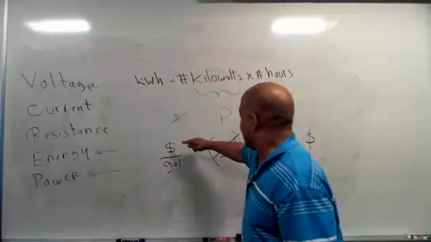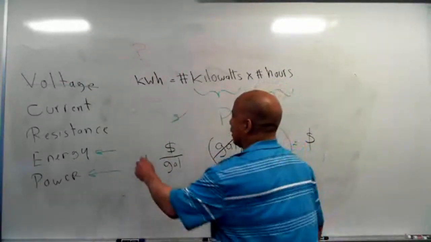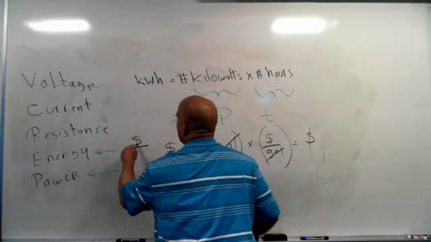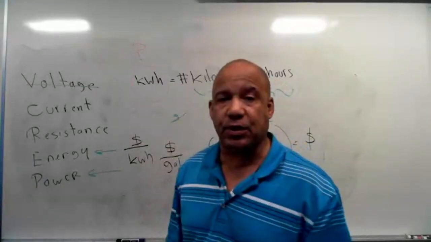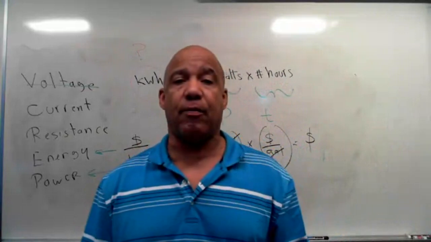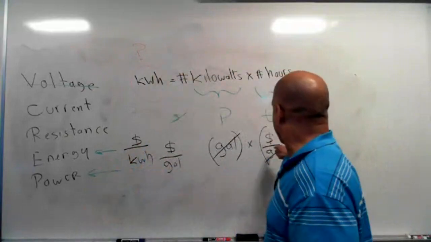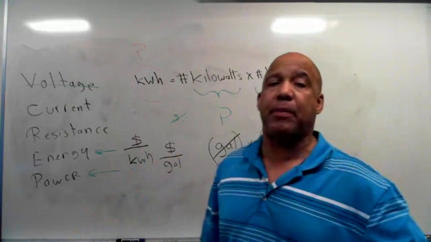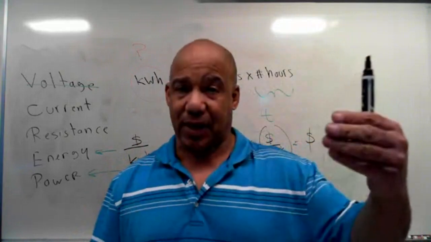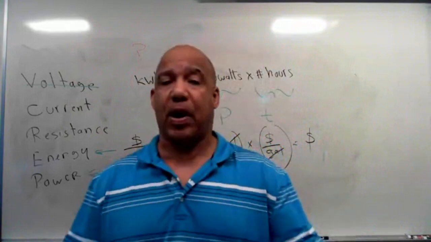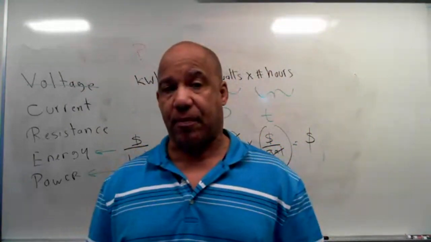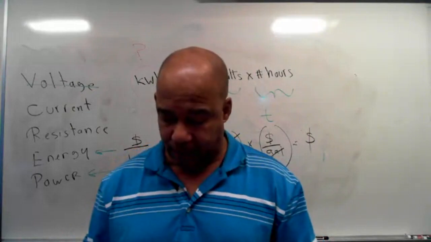Well, you can do exactly the same thing with energy. But instead of dollars per gallon, it's going to be dollars per kilowatt hour. They charge you by kilowatt hours. They charge you so many dollars per kilowatt hour. So just like with gas, if you know how many dollars per kilowatt hour they're charging you, then you can figure out your electric bill over a certain amount of time. So the question is, how could you find that out?